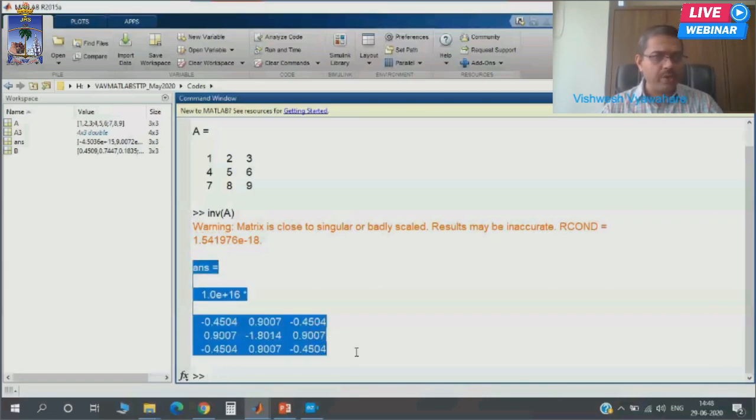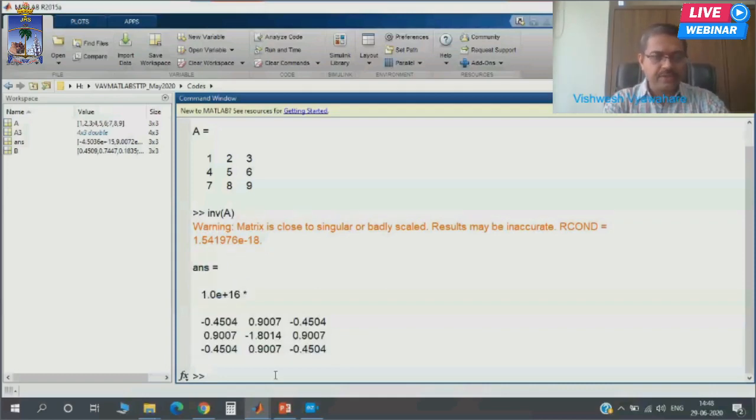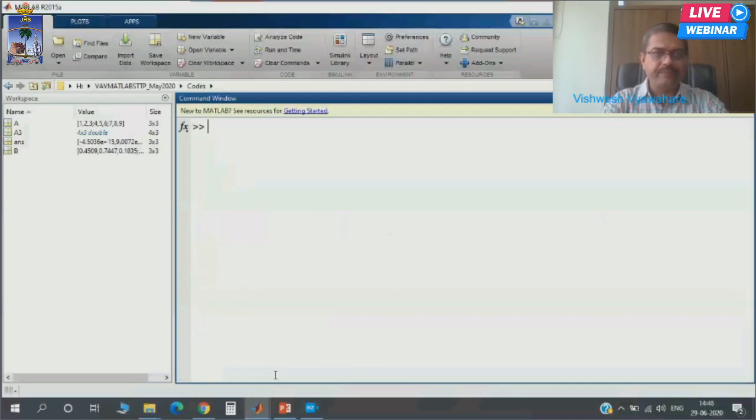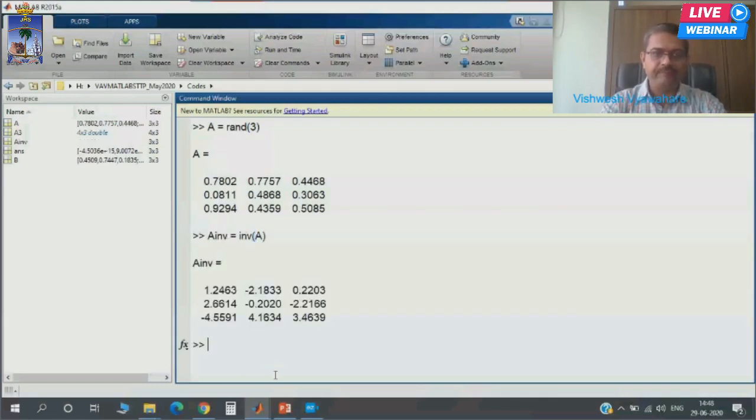And why we should not use this particular inverse in the calculation. Let us try to understand this. Let's say I define A which is equal to rand(3) and I define A_inv as a new variable which is nothing but the inverse of A. So A is a random 3 cross 3 matrix. I have calculated its inverse and stored it in the variable A_inv. This is also a 3 cross 3 matrix. This is the inverse of A.